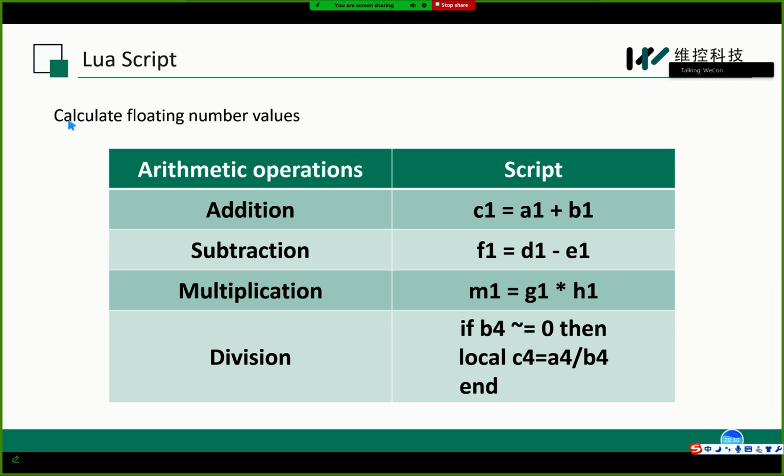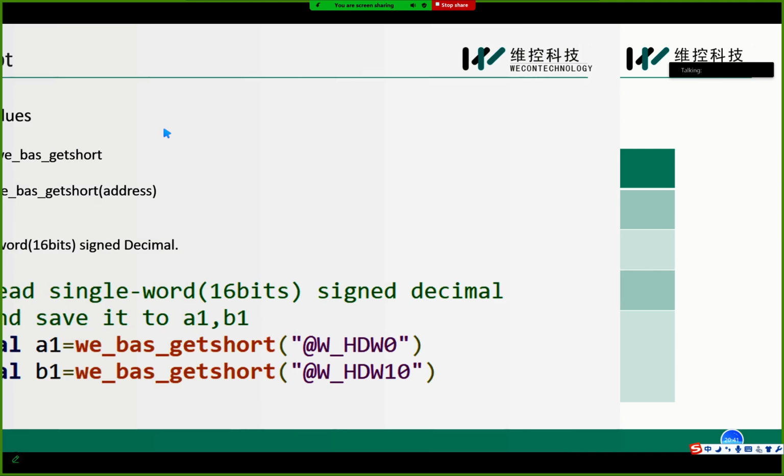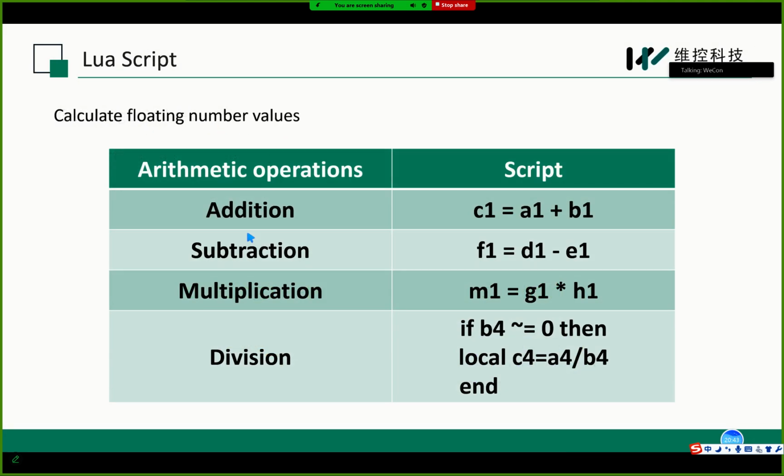And then for calculating, here is integer number arithmetic operations. The script is also the same, but different here is for C4, we need to use local to identify the result variable. Also, we need to avoid B4 being 0 when making the division calculation.